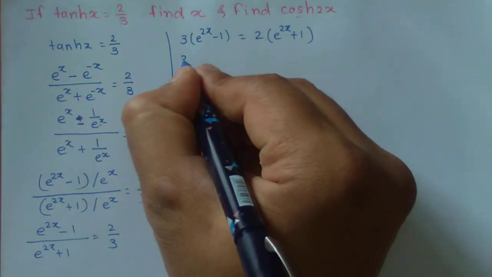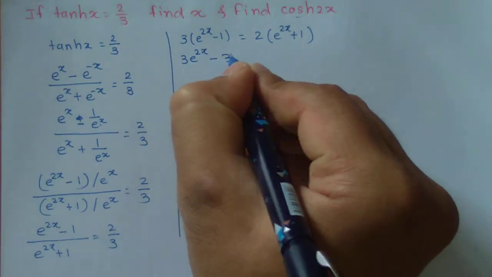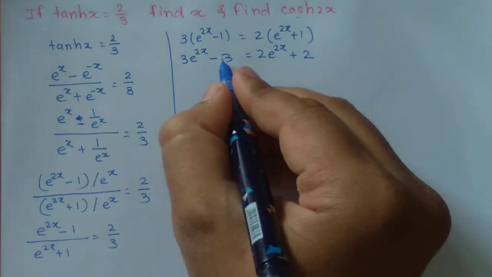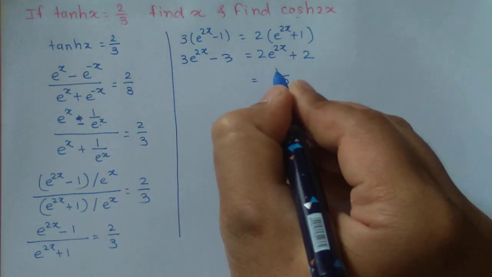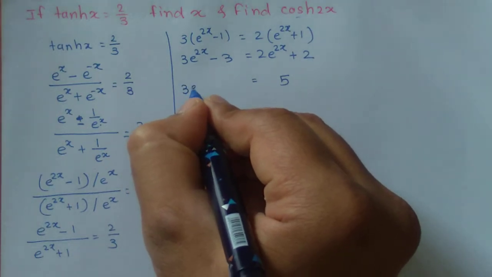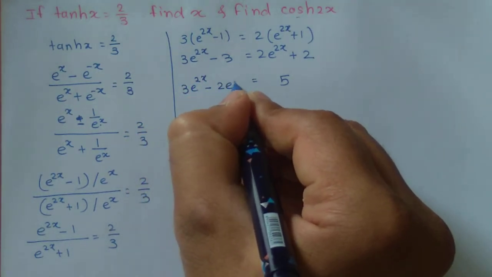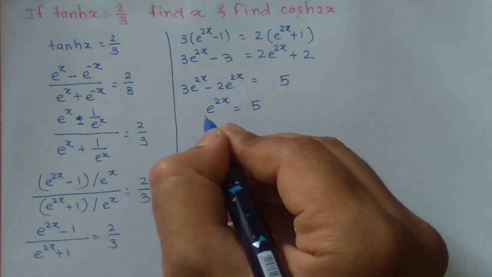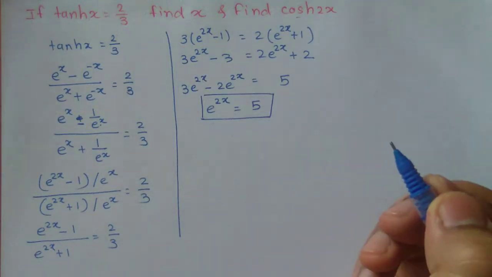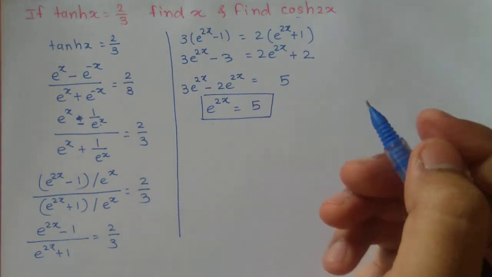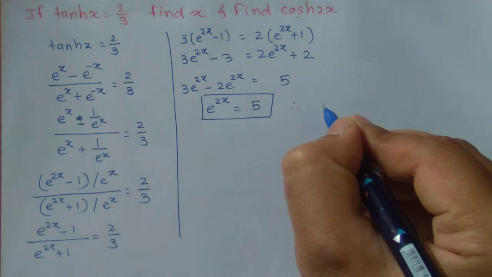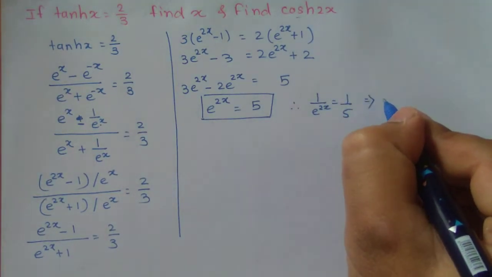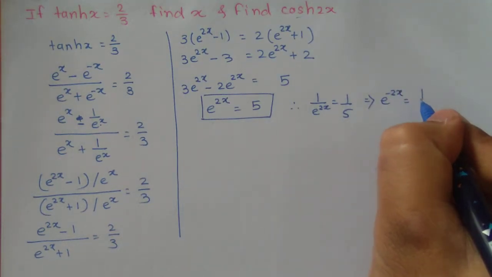Now simplify them. So this is 3 times e raised to 2x minus 3 is equal to 2 times e raised to 2x plus 2. Minus 3 we shift to the right hand side, we get 5. We shift the 2 e raised to 2x term to the left, therefore we get 3 e raised to 2x minus 2 times e raised to 2x, so e raised to 2x is equal to 5. Therefore, taking reciprocal on both sides, we get 1 upon e raised to 2x is equal to 1 by 5, which gives e raised to minus 2x is equal to 1 by 5.